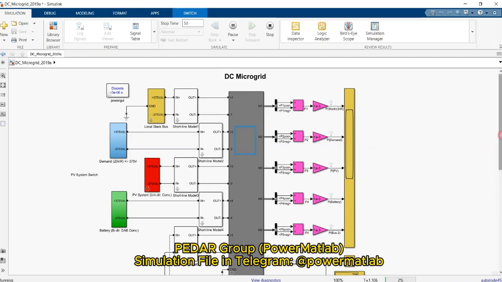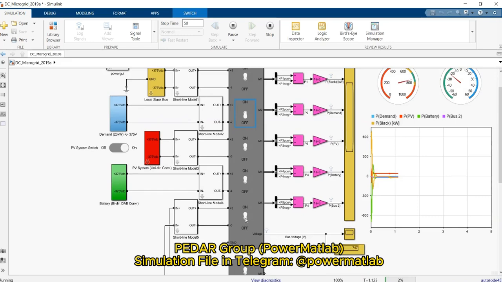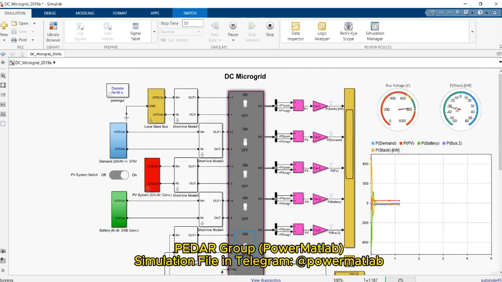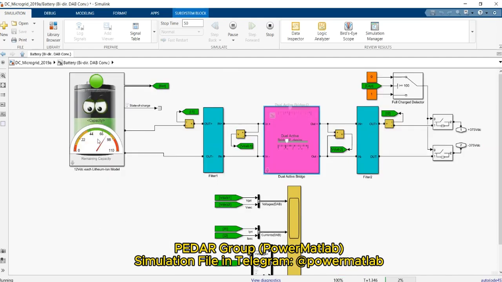Also, if you look at this system and turn off this connection bus, we can see the power absorbed by the slack bus is increased, and the voltage is stable. Also, if you look at the battery, we can see the battery starts to go into charge mode.